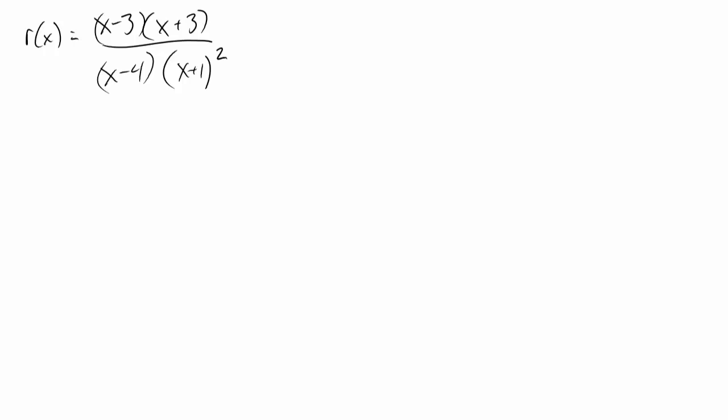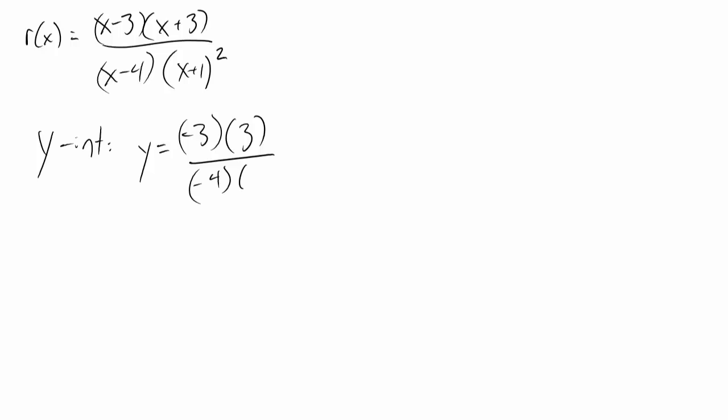Alright, here we've been asked to find the x and y intercepts of a rational function, r of x, which is equal to (x minus 3) times (x plus 3) in the numerator over (x minus 4) times (x plus 1) squared in our denominator. First, we're going to start off with the y-intercept, as it's usually a bit faster, so we replace the r of x with a y, and then put a 0 in for x, so that'll leave us with negative 3 times 3 over negative 4 times 1 squared.